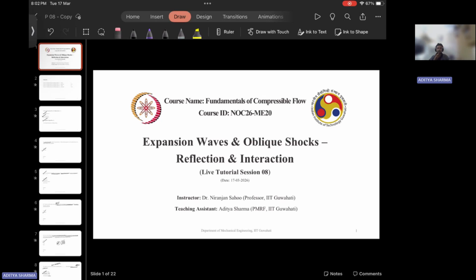And then we studied how oblique shocks, when they interact with a free boundary, and expansion waves, when they interact with a free boundary, behave. So what happens? All this we discussed in lecture number 19, and at the end we saw one numerical based on our regular reflection of oblique shocks, right? So this is it about today's session based on week number 8 of fundamentals of compressible flow.